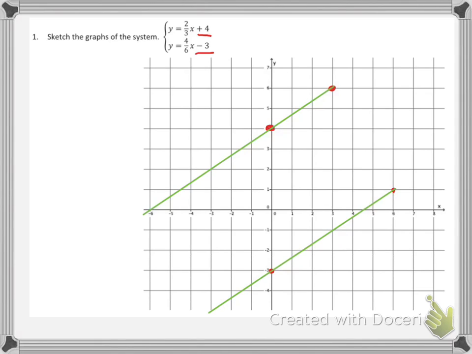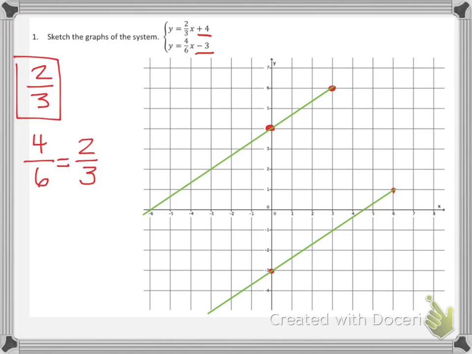All right, so there are our two lines, and what I'm noticing here is that they look parallel. They look like the exact same slope. So what I'm going to check is the slopes, 2/3 and 4/6. Well, if I simplify 4/6, I get 2/3. So my slopes are exactly the same.